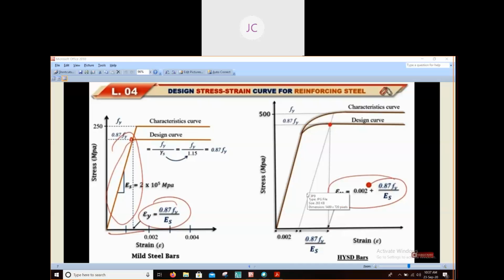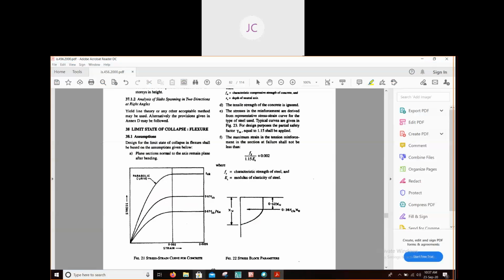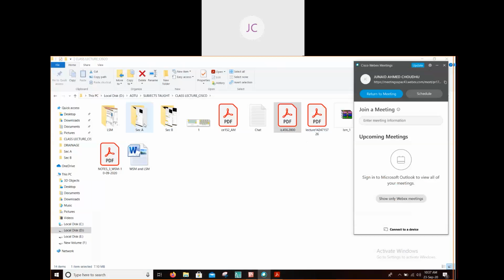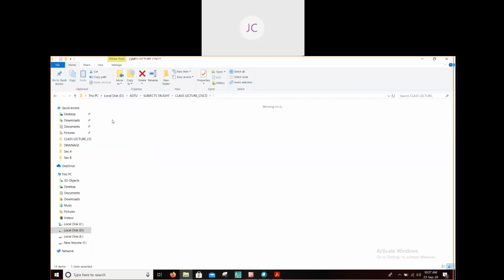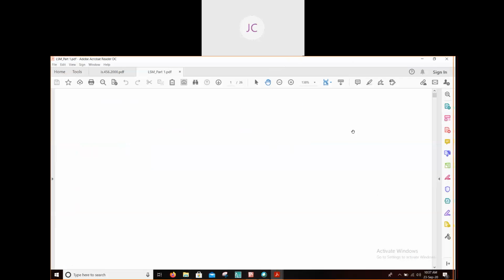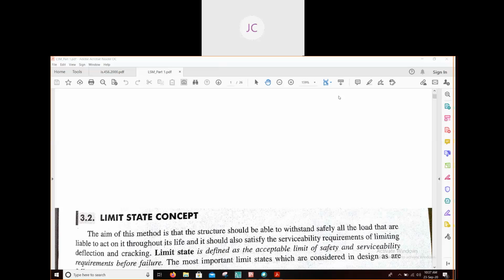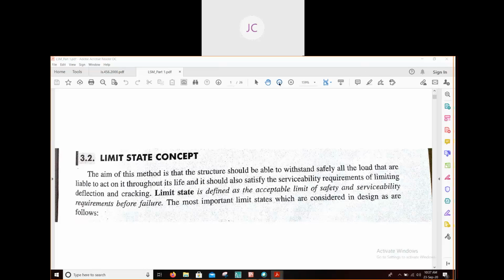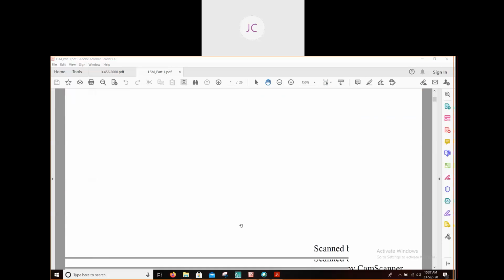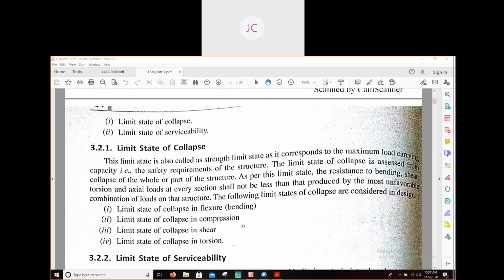Okay, so now let us see the PDF. Okay, wait. Now I have a PDF with me, so I'll show you. Limit state concept, the theory portion, whatever I have explained, everything is written in this PDF. As soon as this portion is over, I will share the PDF.